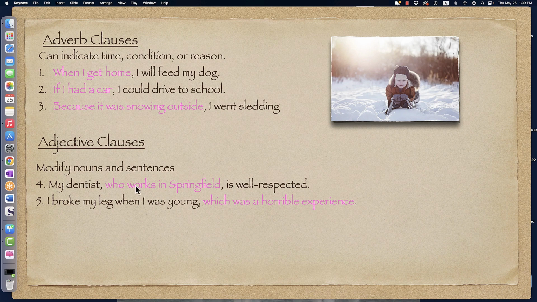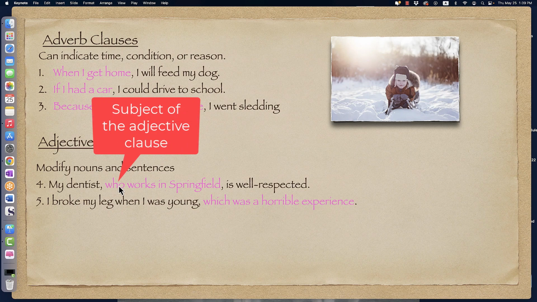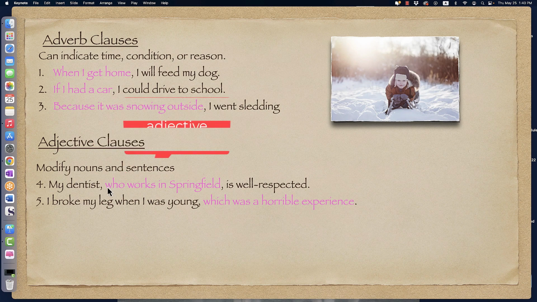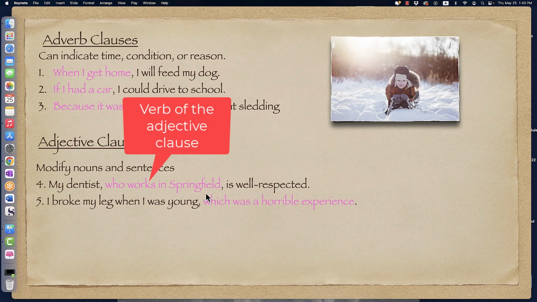But what's in pink here is the adjective clause. And it's a clause because "who" is considered the subject and "works" is considered the verb inside the adjective clause. And the adjective clause modifies "my dentist." We'll talk more about the punctuation of adjective clauses in a separate video.